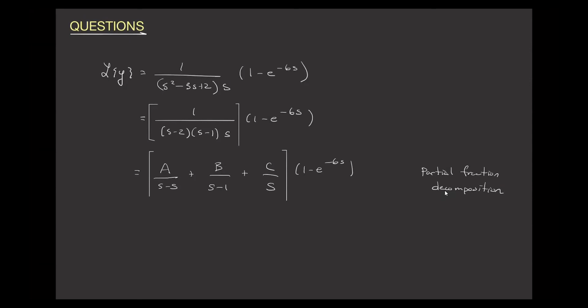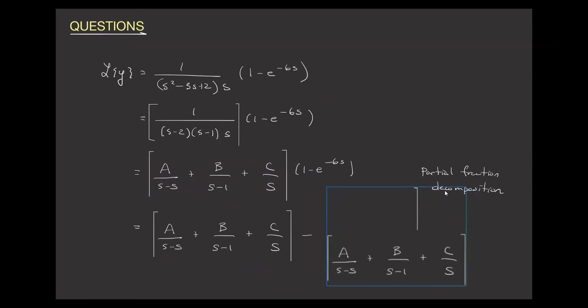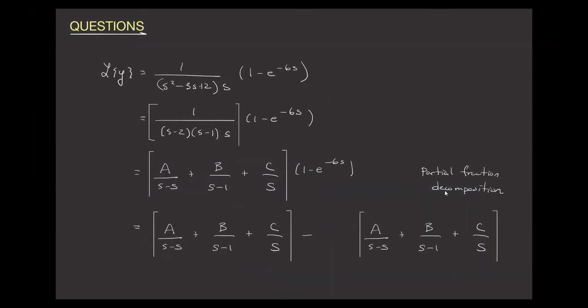Well, you can think of this as two parts. You can think of it as everything in square brackets here, if we distribute the 1 through here, and then it's minus everything in square brackets times e to the negative 6s. Actually, maybe I'll put that in yellow to highlight the fact that it's going to give us a Heaviside function.